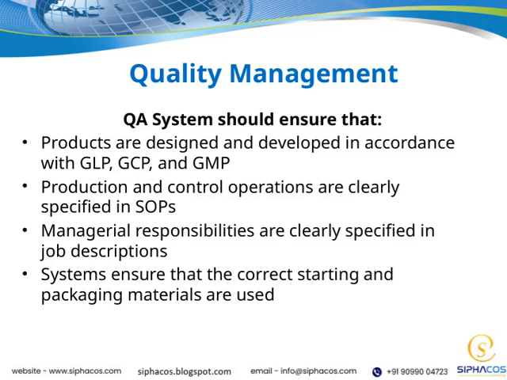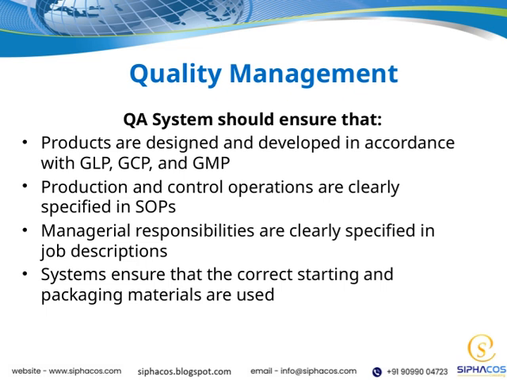Now, when it comes to our QA system, it's essential that we ensure products are designed and developed in strict accordance with GLP, GCP, and GMP standards. This helps us maintain the highest quality and compliance throughout the process. It's equally important that our production and control operations are clearly outlined in Standard Operating Procedures, or SOPs. These SOPs serve as the roadmap for consistent and reliable execution of each task.